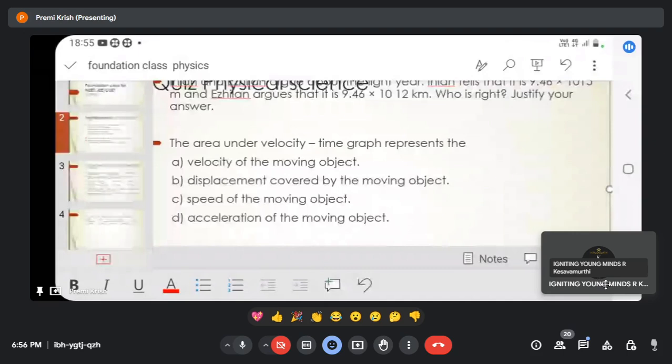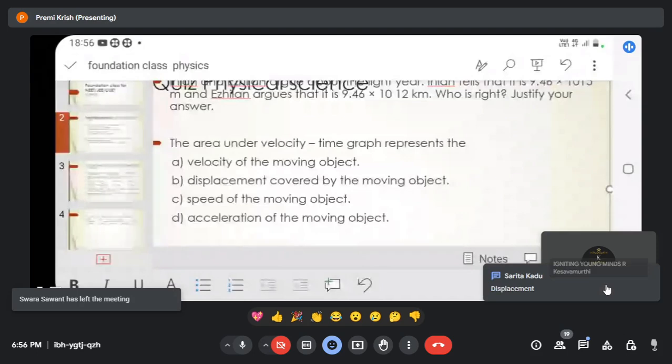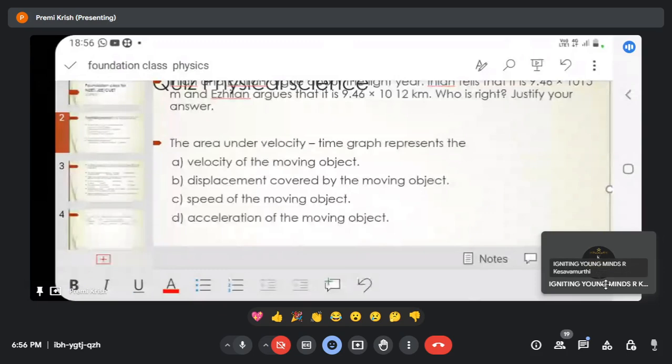We know velocity is the rate of change of displacement. Rate of change means displacement divided by time. How much distance we can cover in a time, that is known as velocity. So the velocity-time graph represents the displacement covered by the moving object.